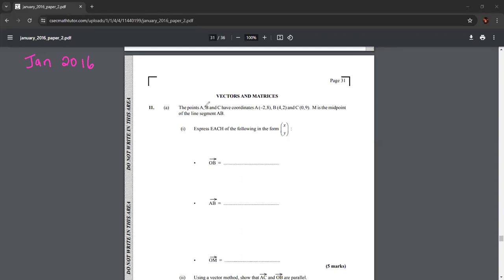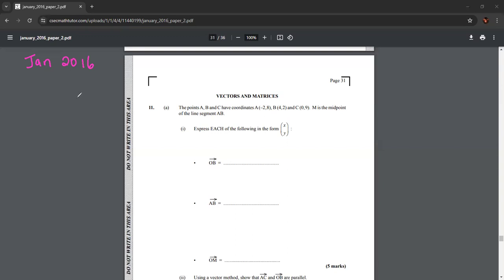All right, so in a case like this, they gave us the points A, B, and C. Note how they gave you it. It's going to be in the same order in which it's listed, right? So A is -2, 8, B is 4, 2, and C is 0, 9. M is a midpoint of the line segment AB. Right, so basically, M is the middle of the line AB. It says express each of the following in the form of XY.